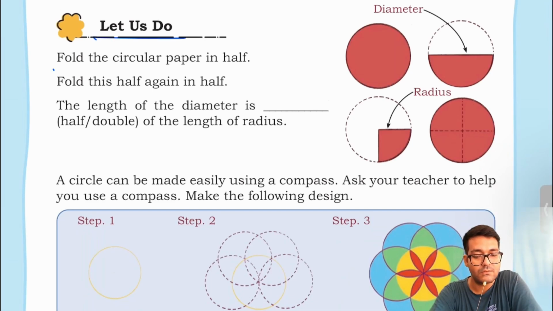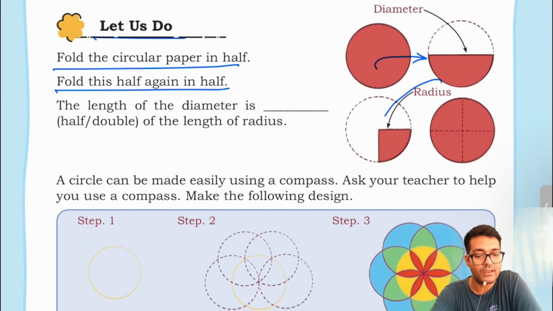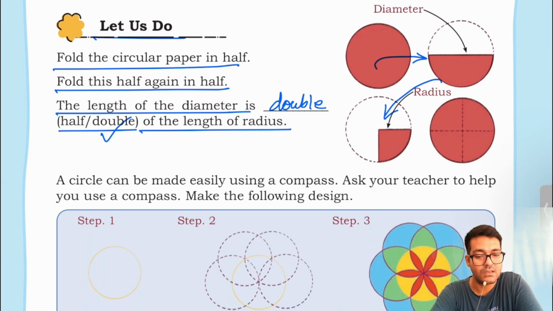Let us do. Fold the circular paper in half like this. Fold this half again in half like this. The length of the diameter is double the length of the radius. You have to fill in the word double. You can see here the length of the diameter is double the length of the radius.